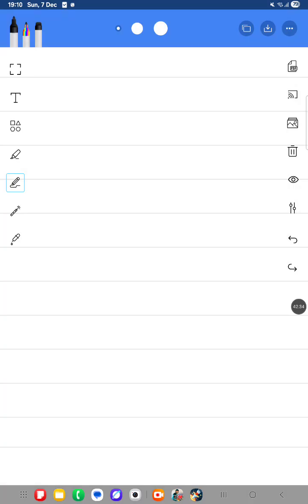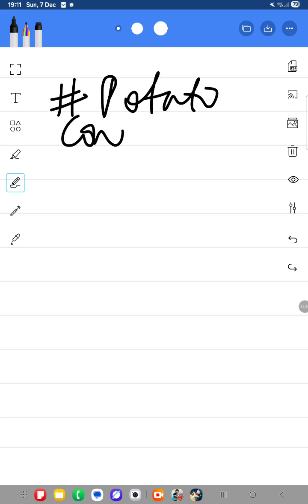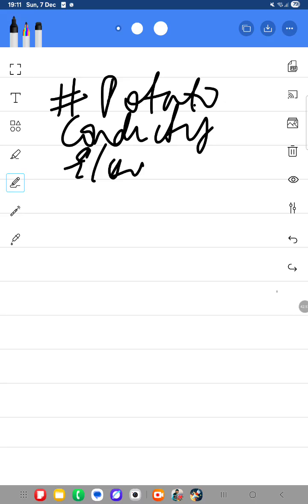Now moving towards the next topic of your chapter. There are two topics in your chapter, but three are left. So firstly I will teach you the easy one, that is potato conducting electricity. It is not a topic but it is in box, so we can make it.